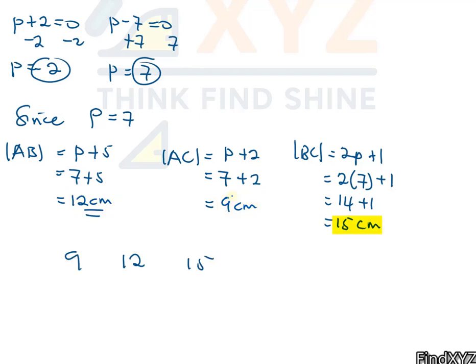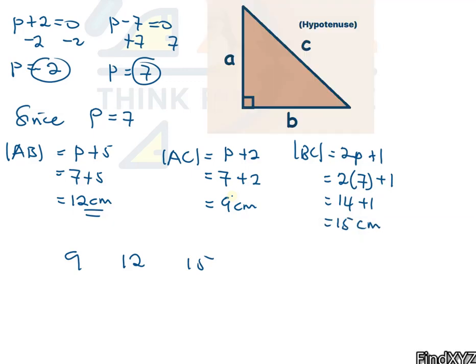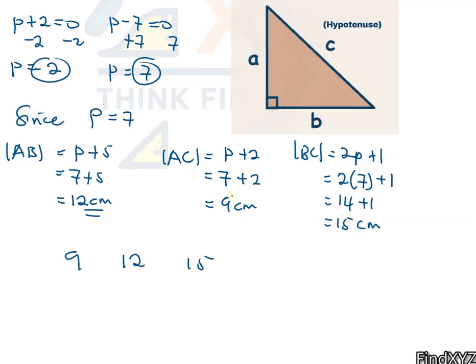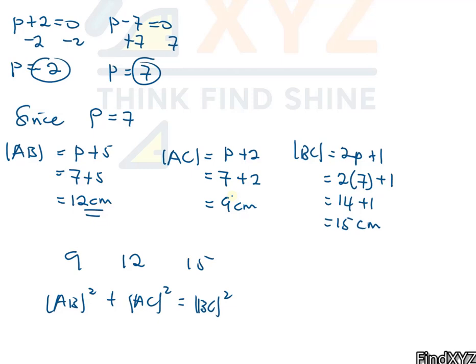Watch this. Now this is a right angle triangle. Let's verify whether this is true, because we are saying that for a right angle triangle, AB squared plus AC squared should give us BC squared. So let's find out. 9 squared plus 12 squared, will it give us 15 squared? What is 9 squared? 9 squared is 81. What is 12 squared? That is 144. And what is 15 squared? That is 225. Now what is 81 plus 144? That is 225, which is equal to 225.